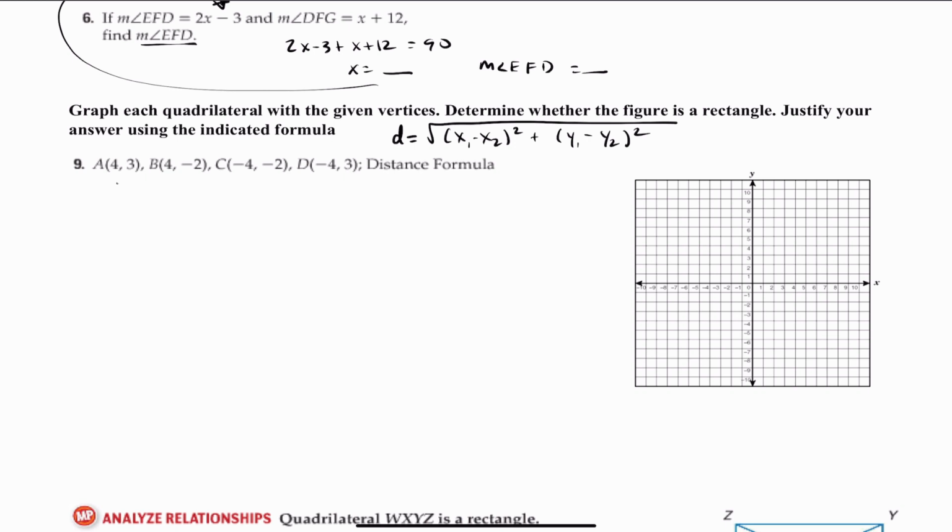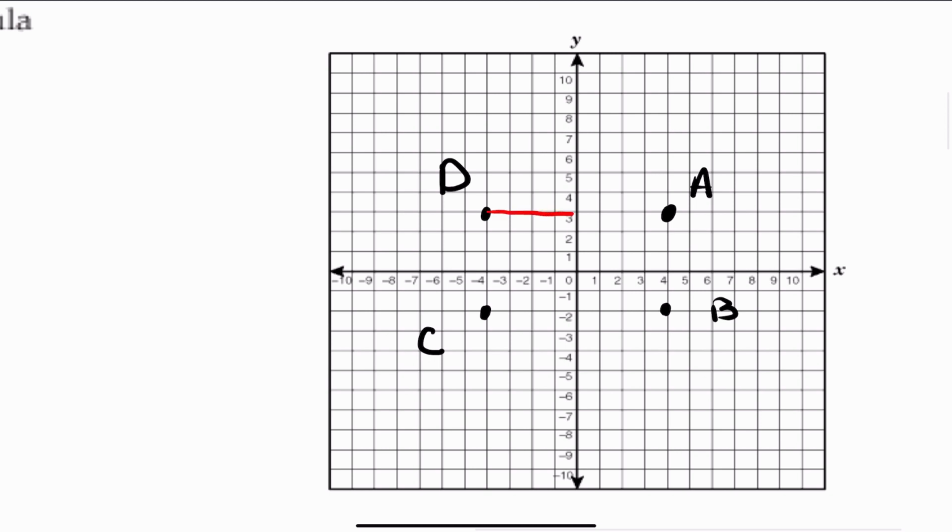4, 3 is A. 4, negative 2 is B. Negative 4, negative 2, that's C. And then lastly, D is negative 4, 3. So then we will connect the dots. And we gotta verify. This looks like a rectangle to me, right? But we gotta verify using the distance formula.